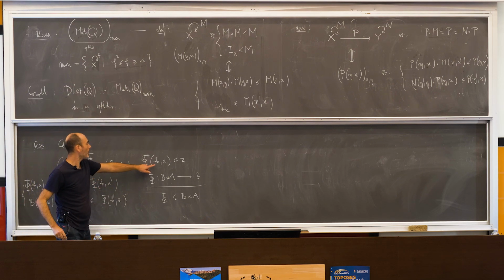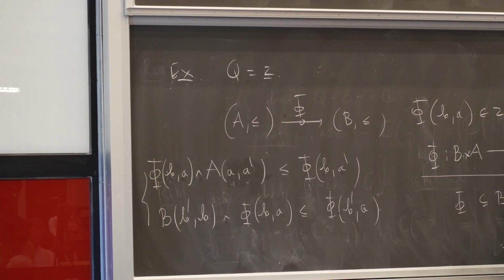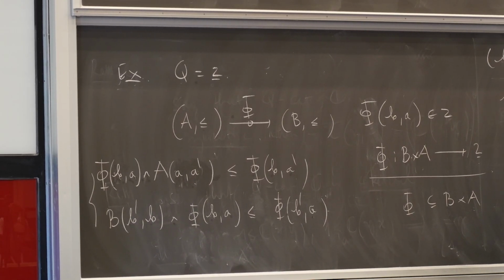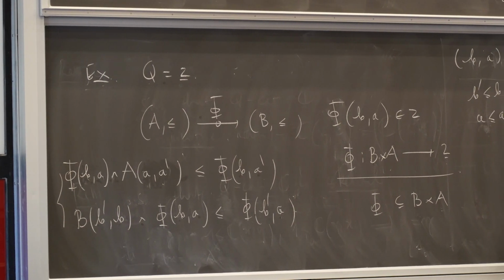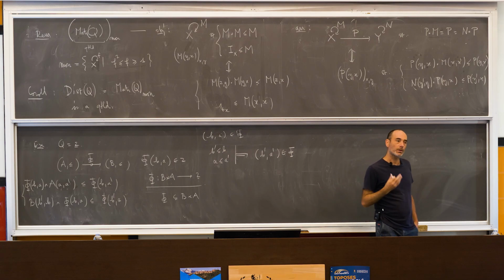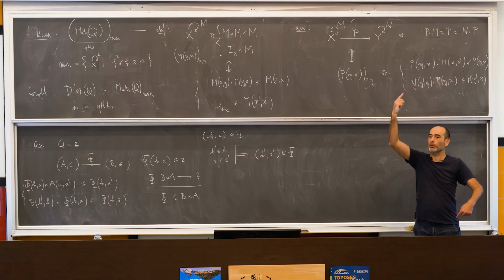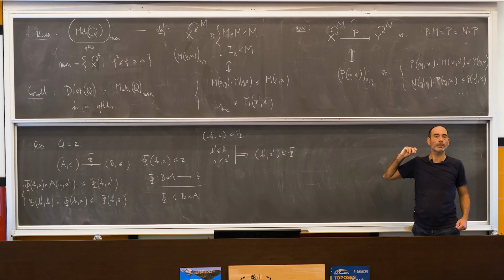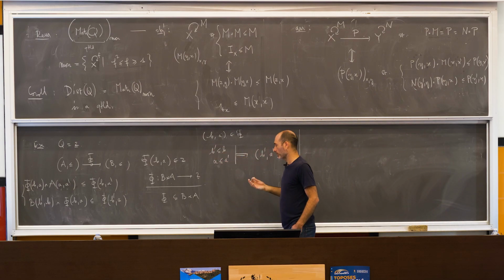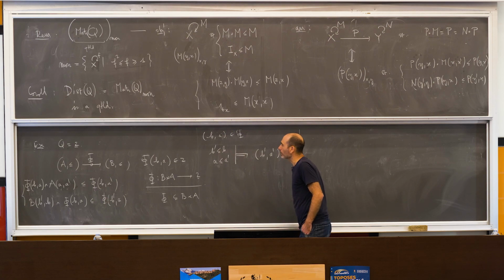Meaning that whenever BA is in phi, B prime is smaller than B and A is smaller than A prime, then B prime, A prime should also be in phi. So it's a relation which is compatible with the orders in a particular way. It's downclosed and upclosed in the domain and downclosed in the codomain. Right? So sometimes this has been called ideal relations. Maybe it's not a very good name, but anyway.